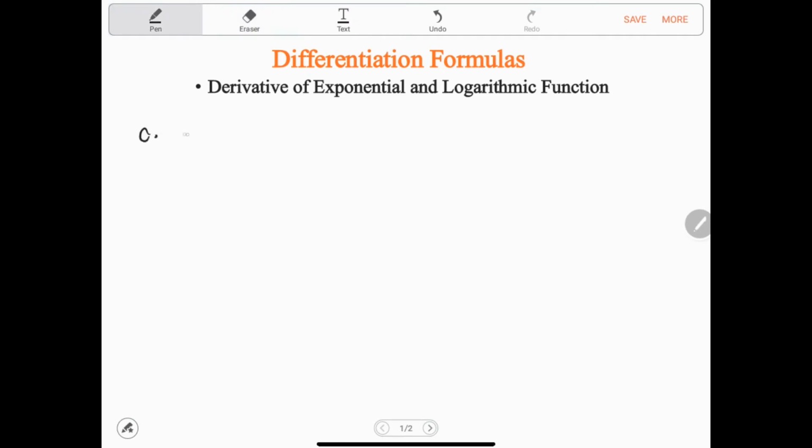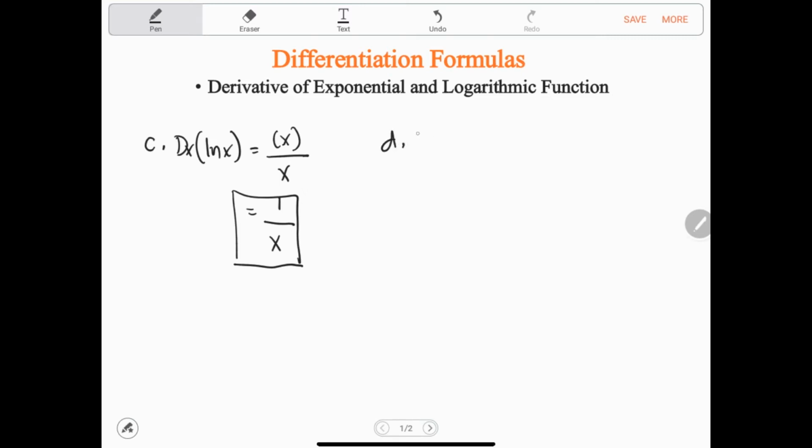Let's work on some more illustrations. The derivative of the quantity ln x is equal to the derivative of x over, and just copy x. So it's going to be 1 over x. That's it.